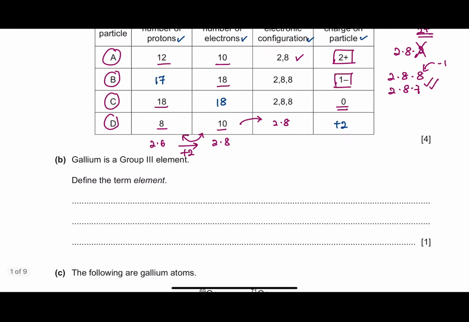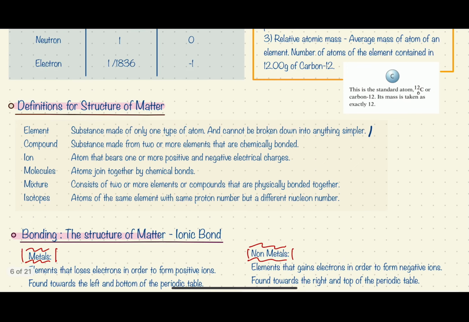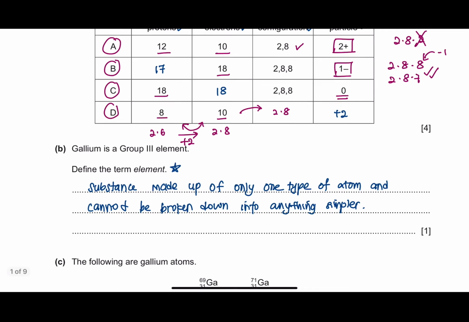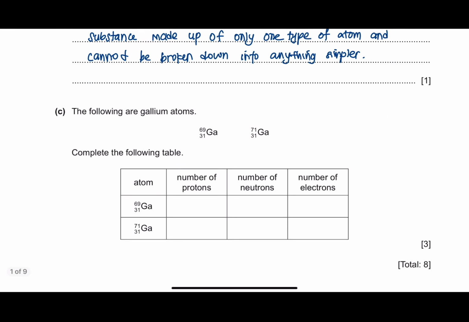Now question B is asking you to define the term element. So the definition of element can be obtained from the notes that I have uploaded. Over here it has already been mentioned that an element is a substance made of only one type of atom, and it cannot be broken down into anything simpler. So please memorize this definition. Question C. The following are gallium atoms.